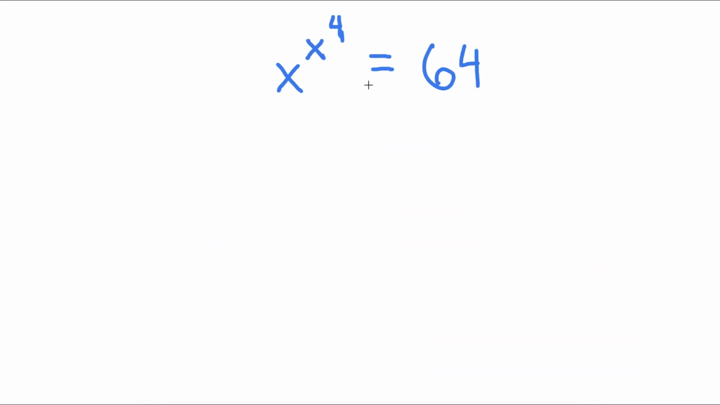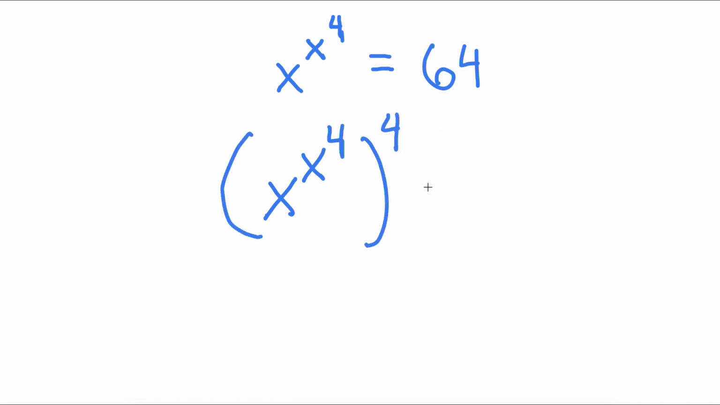Alright, so in this problem, I have x to the power of x to the power of 4 is equal to 64. So to solve this, I'm going to first start by taking the power of 4 on both sides. So now I have x to the power of x to the power of 4 to the power of 4 is equal to 64 to the power of 4.